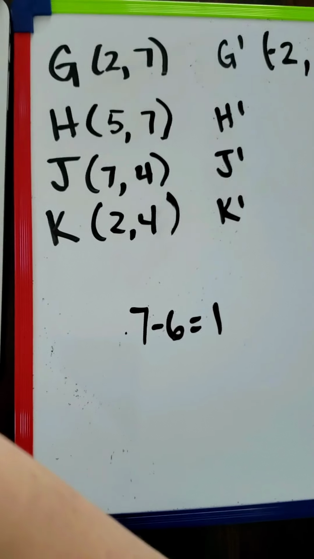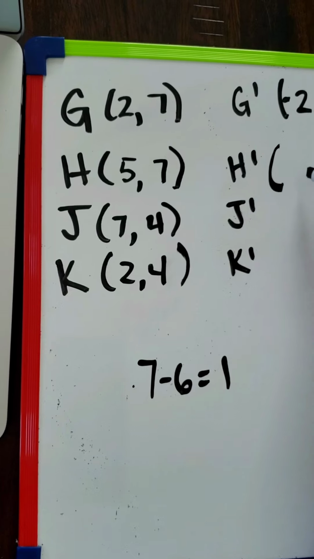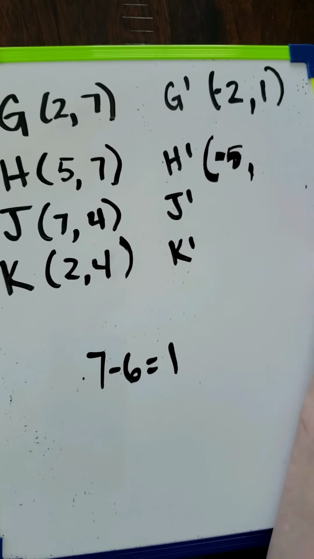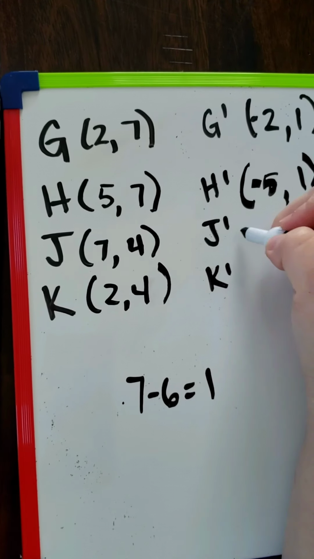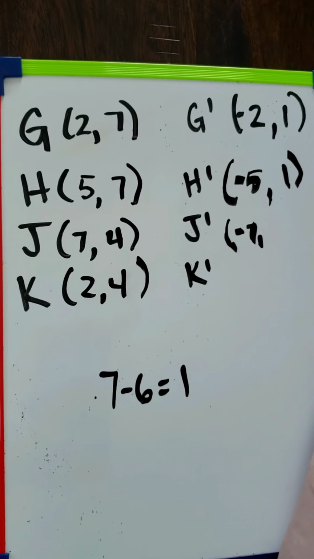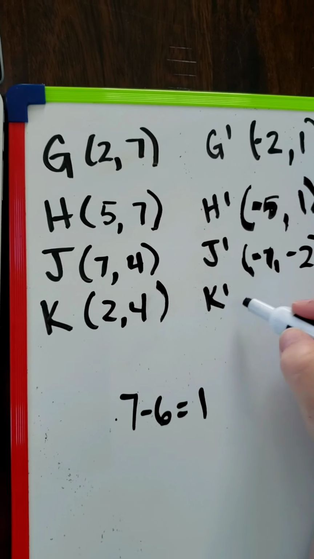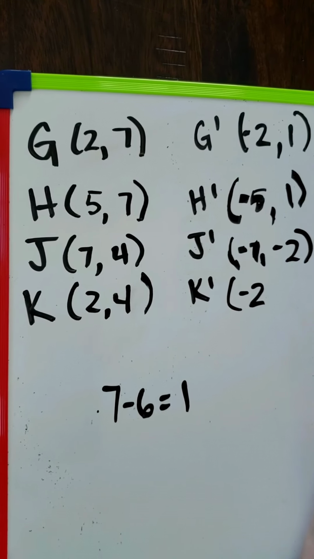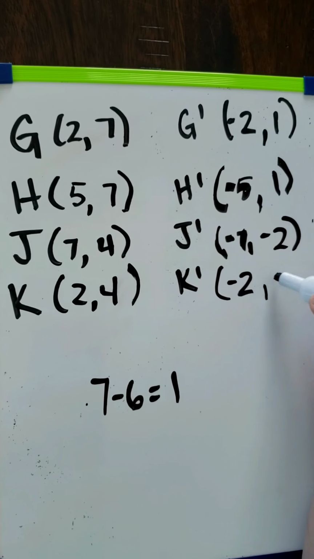Okay, for H, I'm going to go ahead and just change my x coordinate to negative 5, since I know I don't have to do any subtraction. I know 7 minus 6 is 1, and so I'm going to say 1. Okay, J, negative 7. 4 minus 6 would give me negative 2. And then for K, negative 2. And 4 minus 6 again is going to be negative 2.